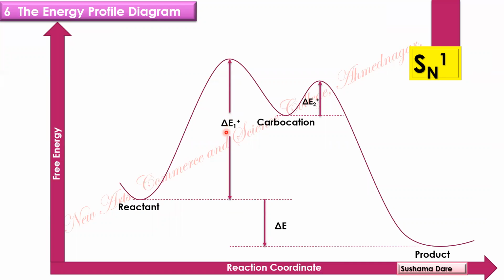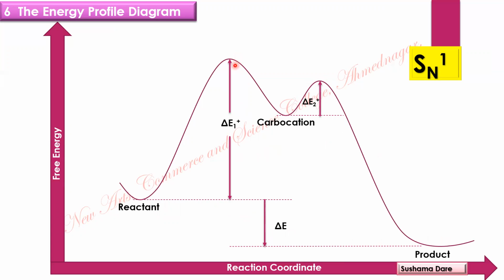So look at the first maxima, which is delta E1 star. This is a highly energetic structure. When the energetic structure of the first maxima collapses into the carbocation, the energy decreases and you get the minima over here. After that, in the second step, as the nucleophile approaches the carbocation, again we observe a second maxima. After this, the carbocation collapses into the product. So this is the energy profile diagram of the reaction.